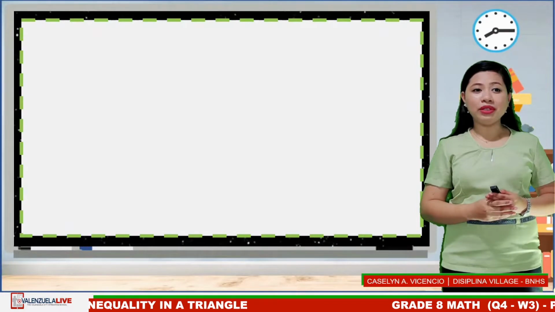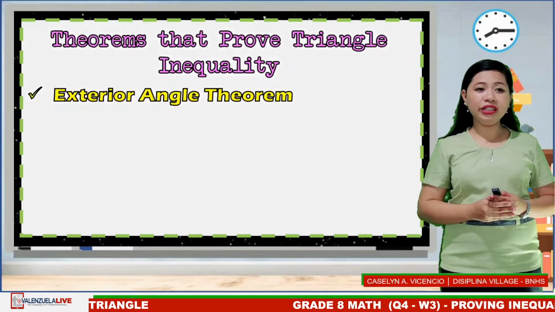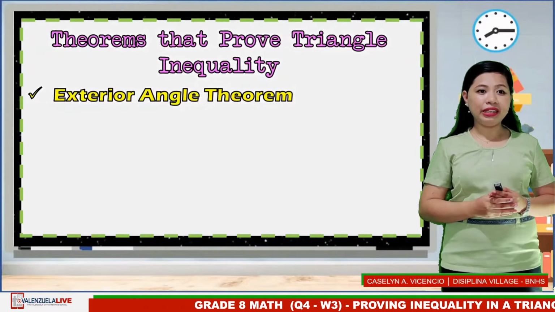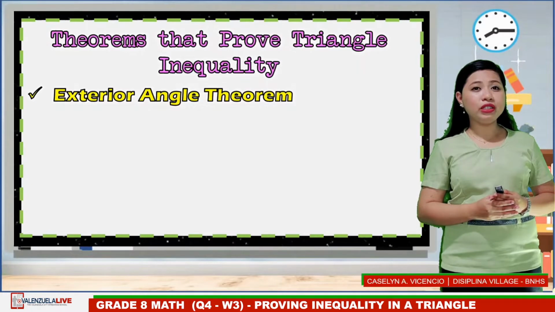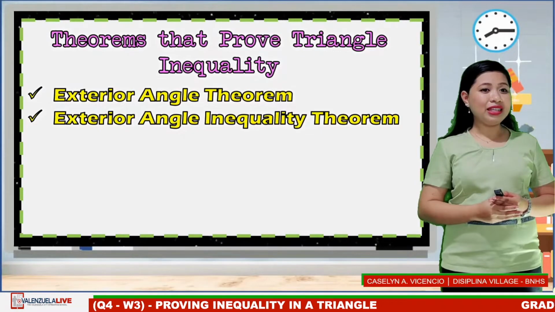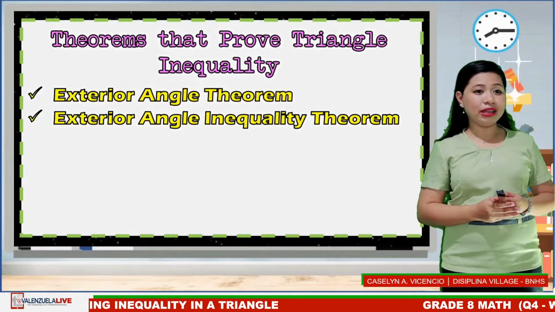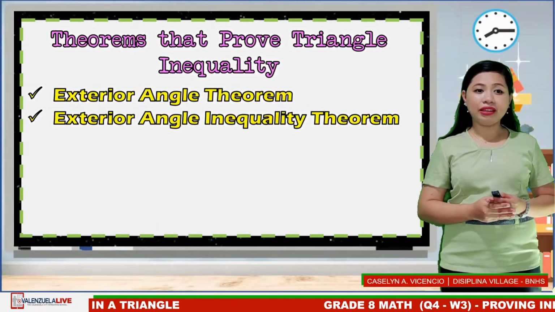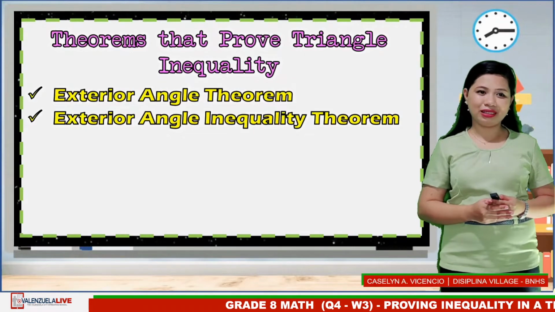Let us recall the theorems about triangle inequalities. First is the exterior angle theorem. It states that the measure of an exterior angle of a triangle is equal to the sum of the measures of its two remote interior angles. Second is the exterior angle inequality theorem. It states that the measure of an exterior angle of a triangle is greater than the measure of either of its corresponding remote interior angles.